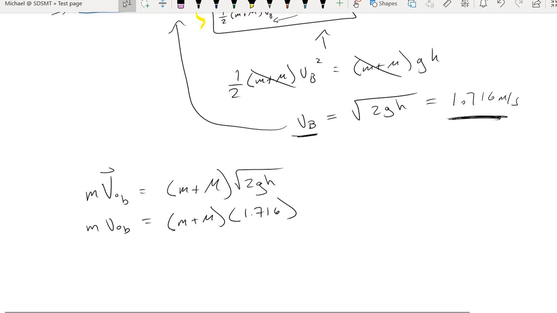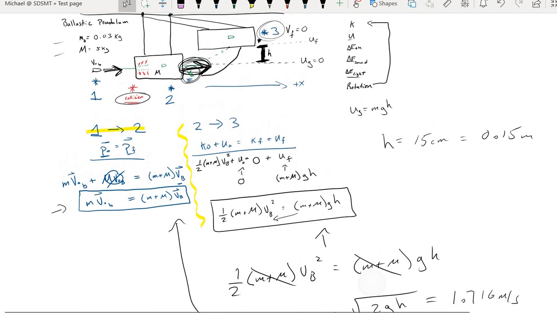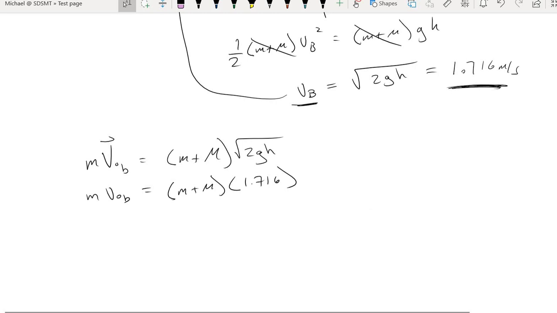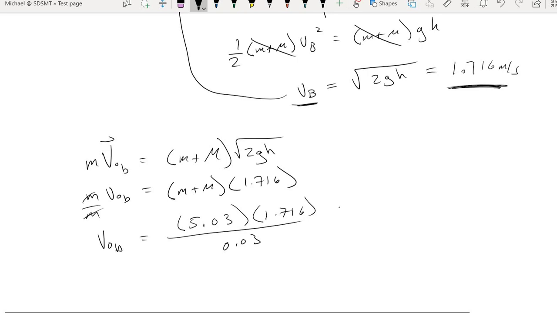And now is where the masses of the bullet and the block are actually going to come into play. Mass of the bullet was 0.03, mass of the block was 5, so over here we have 5.03 for the combined mass of the two, and then we're going to have to divide each side by the mass of the bullet so that we can get the velocity of the bullet. And this is going to come out to be 287.6 meters per second.